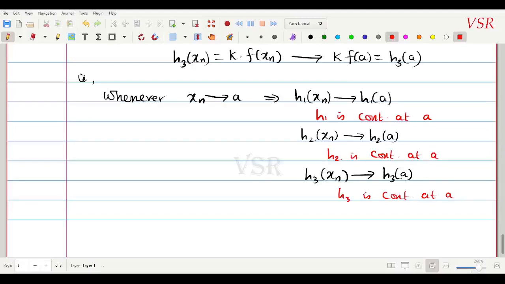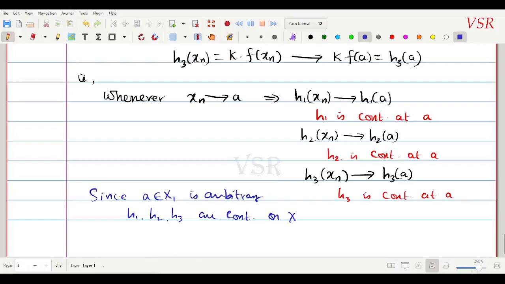Okay, அப்போ h1 continuous, h2 continuous, h3 continuous at the point a. Since a belongs to X is arbitrary, we have this h1, h2, h3 are continuous on X. Okay, X ல அது continuous ஆக இருக்கும், ஒவ்வொரு பாயிண்ட்லயும் அது continuous, அதனால whole space இது continuous ஆக இருக்கும். Okay, I'll stop here.